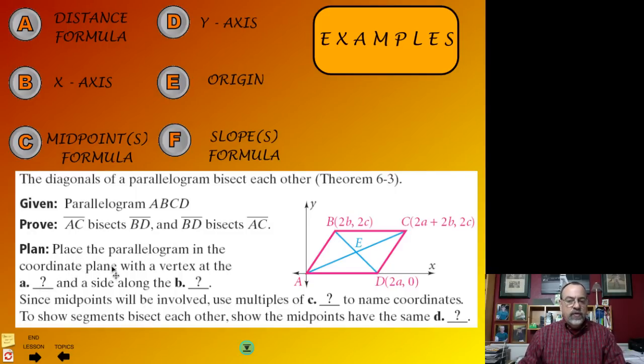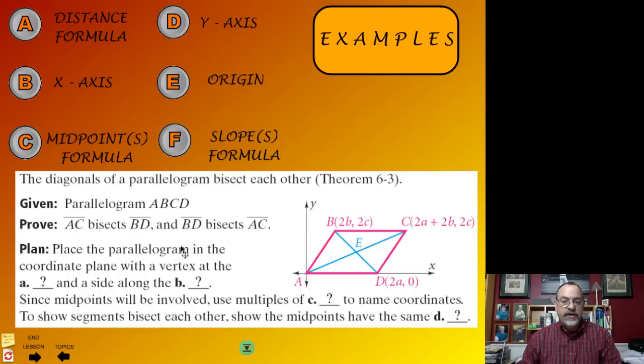Place the parallelogram in the coordinate plane with a vertex at the, where do we place a vertex? At the origin. So the answer for A would be origin. And a side is along the what? The x-axis. So that would be the answer for B. Since the midpoints will be involved, we're going to use multiples of 2. We want to use multiples of 2 whenever we have the midpoint formula to name the coordinates. Then to show the segments bisect each other, we need to show that the midpoints have the same coordinates. If they bisect each other, then the midpoints should have the same coordinates.